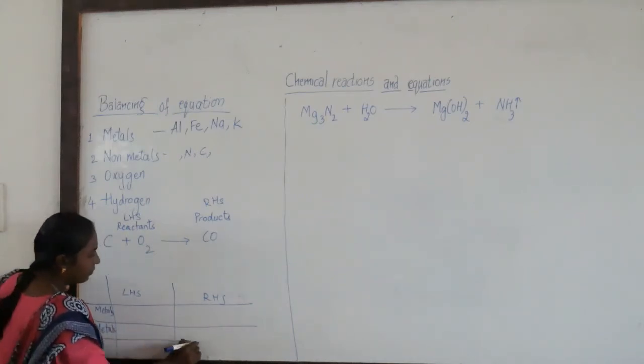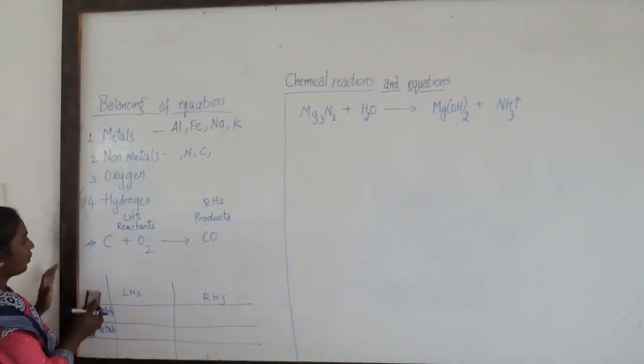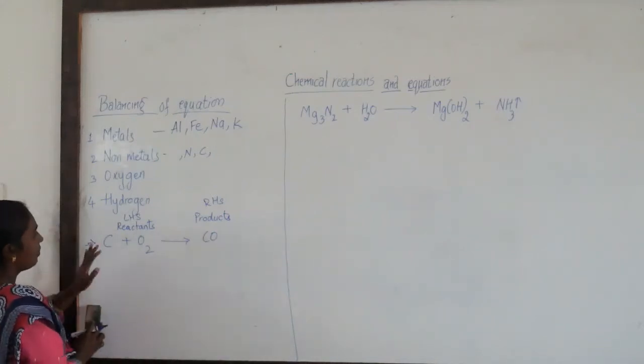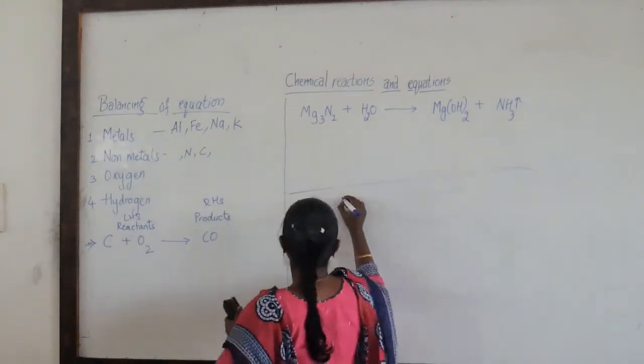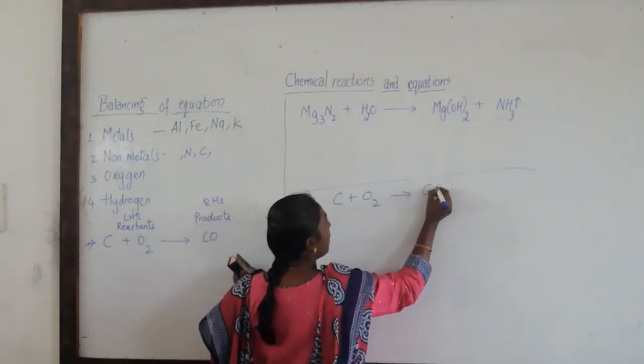Then oxygen. I hope it will become a bit less. So I'll write it a bit up so that you can understand this side. We will go with a simple equation. I'll put this equation here so that it is easy for you to see as well as write. Carbon plus oxygen will give you carbon monoxide.